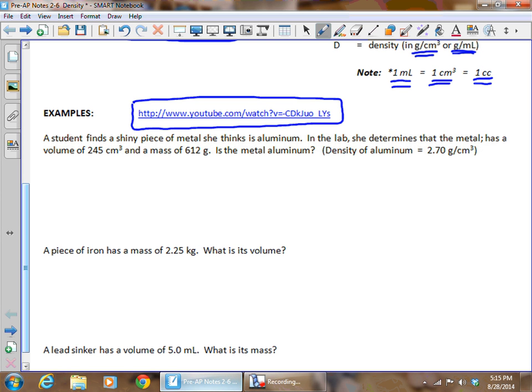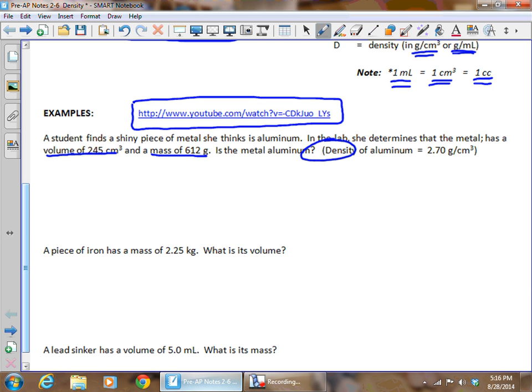So the first thing we're going to do is what I've always asked you to do. We're going to circle what we're trying to find, and we're going to underline the pieces of information that we're given. Now, if we are just trying to decide whether the metal is aluminum or not, we're going to compare it to the density, so that's what we're going to be looking for. Underlining the pieces of information we have: volume of 245 cubic centimeters and a mass of 612 grams. Those are the pieces of information we've been given.